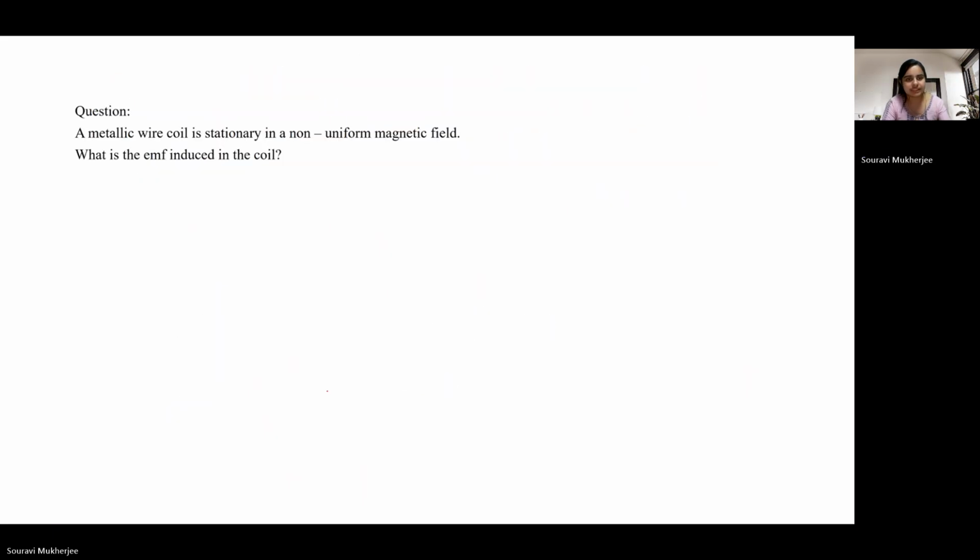Now, this is a very standard, but you can say conceptual question. So it says that if you have a metallic wire coil and it's stationary in a non-uniform magnetic field, what is the EMF induced in the coil? So in this kind of question, you have to be careful and cautious basically. So the coil is stationary. Okay. So you can say that the area is not changing.